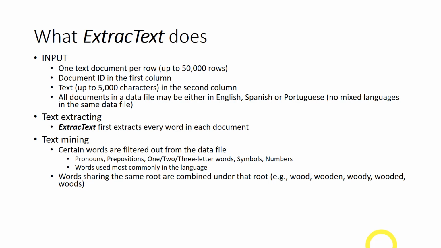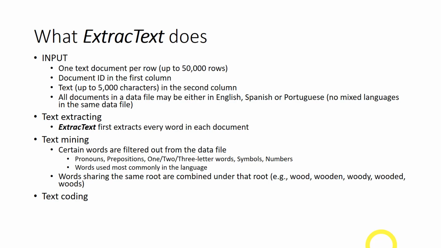The other thing that ExtractText does for text mining is to combine words that share the same root. For example, wooden, wood, woody, wooded, woods. They will all be coded as a single item, the word wood.